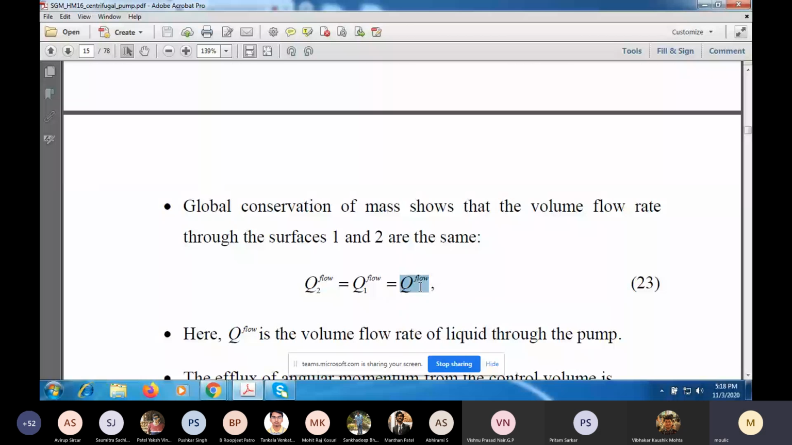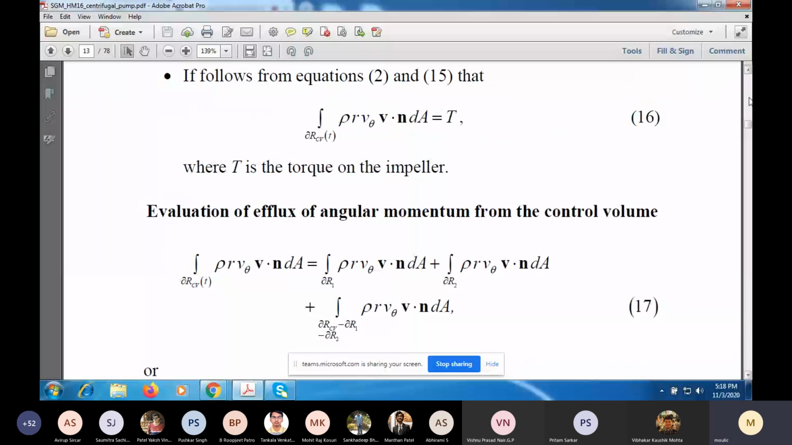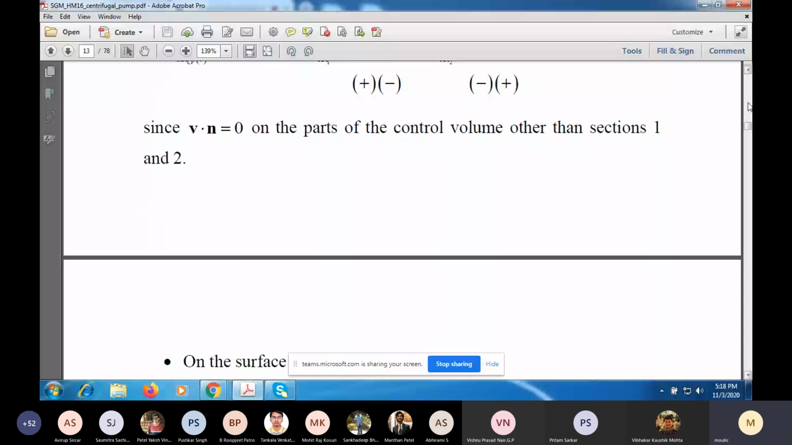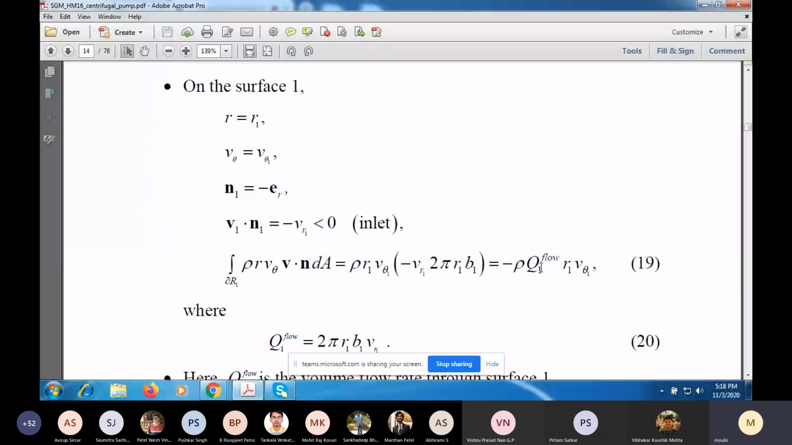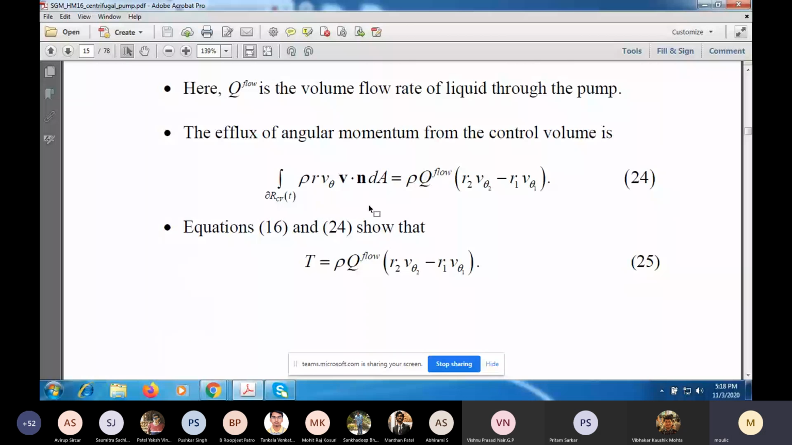So if you look at the net efflux of angular momentum from the control surface, then if we go back over here, you will have minus rho Q flow into R1 V theta 1 and plus rho Q flow into R2 V theta 2. So if you factor out the mass flow rate, which is rho Q flow, then you have the difference R2 V theta 2 minus R1 V theta 1. So this is the net efflux of angular momentum.